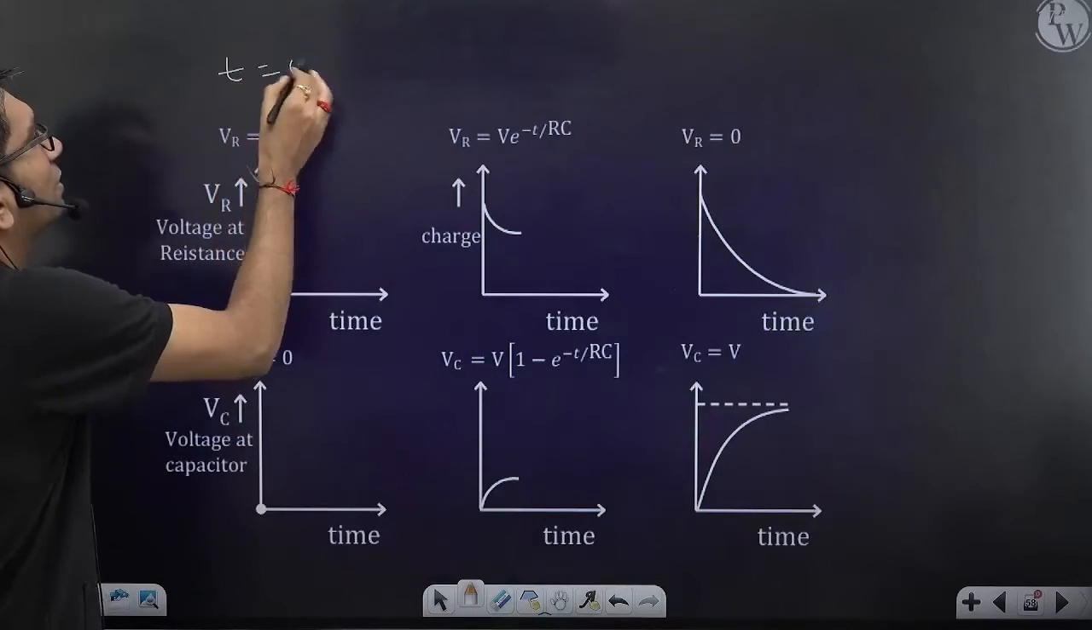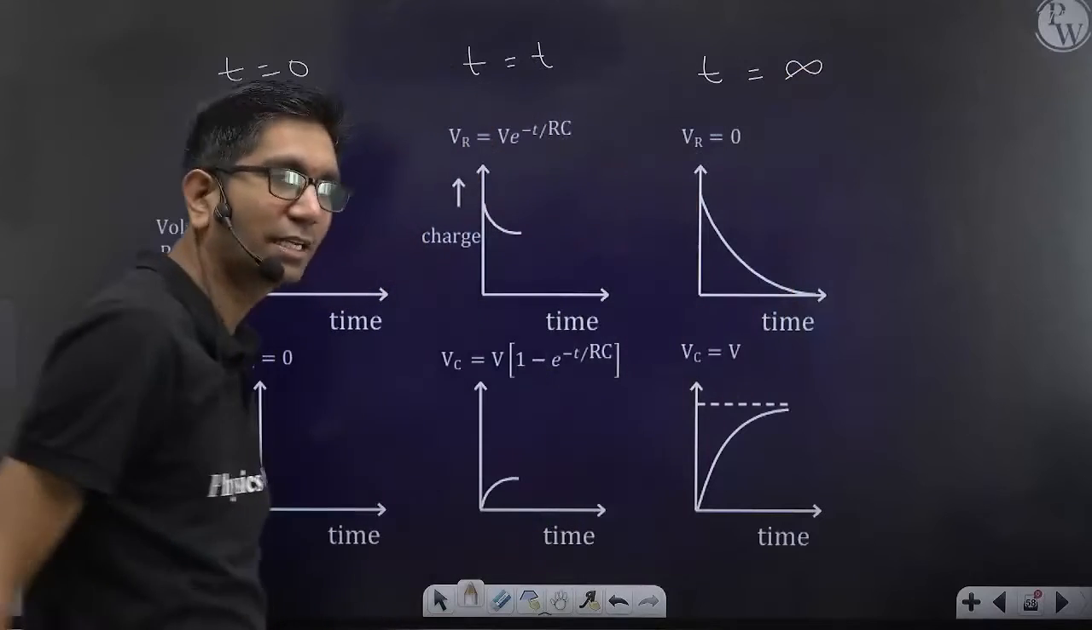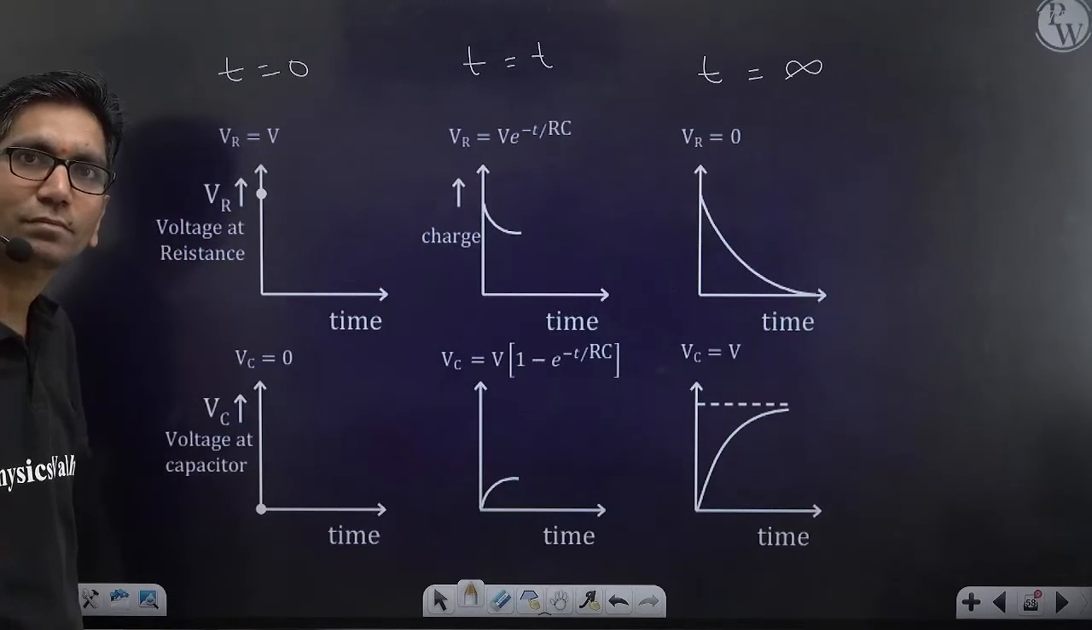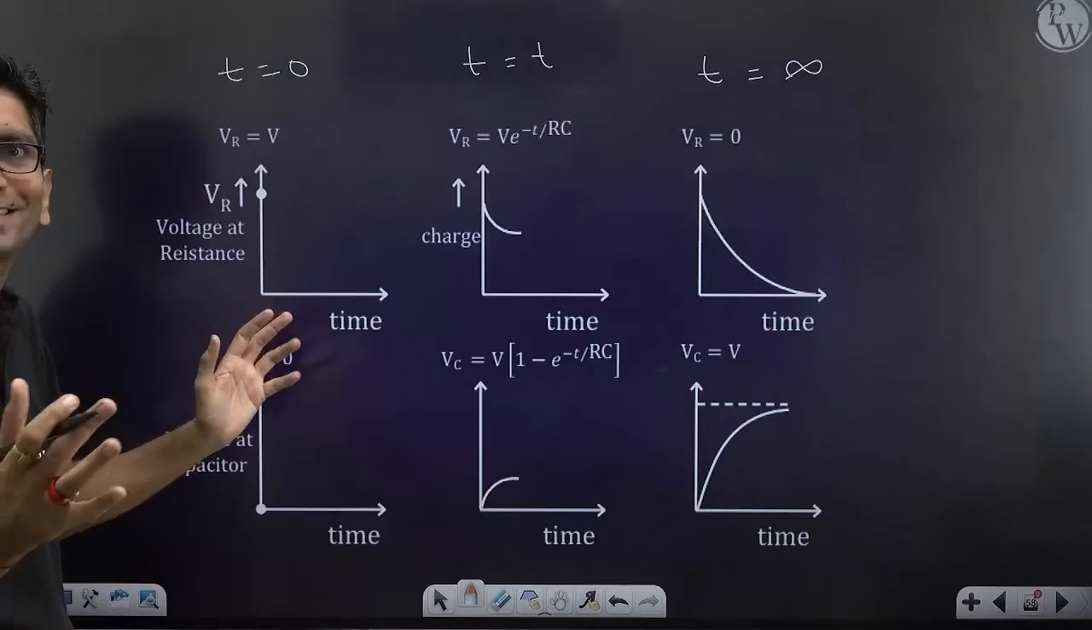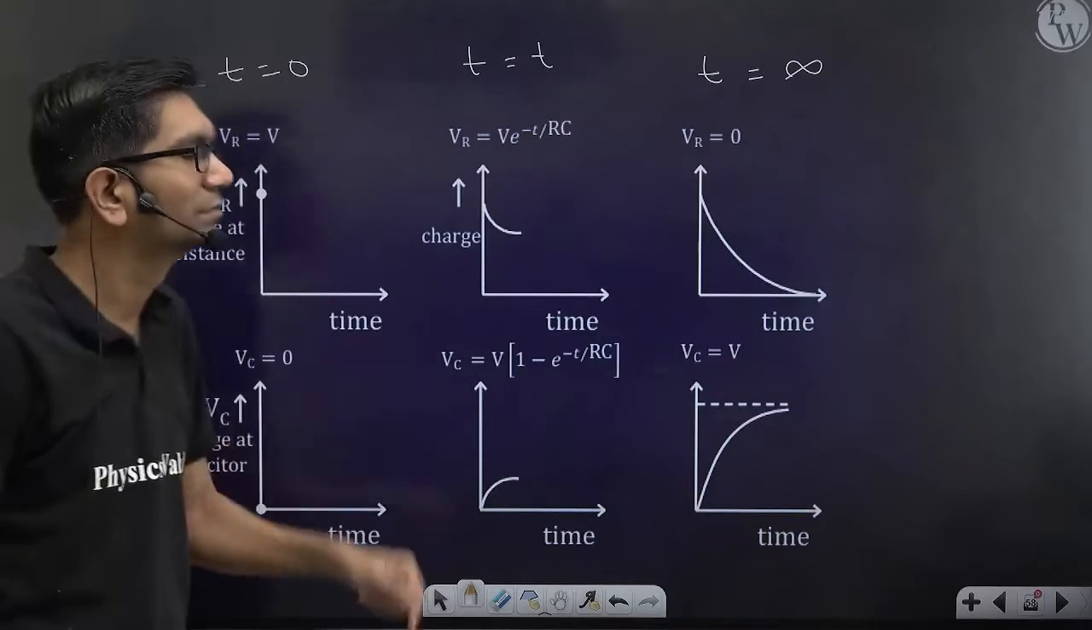At time t equal to 0, at time t equal to t, at time t equal to infinite. Is it clear? Now tell me, what is the voltage across the resistance? It is very high at the beginning, sir. High. Next.